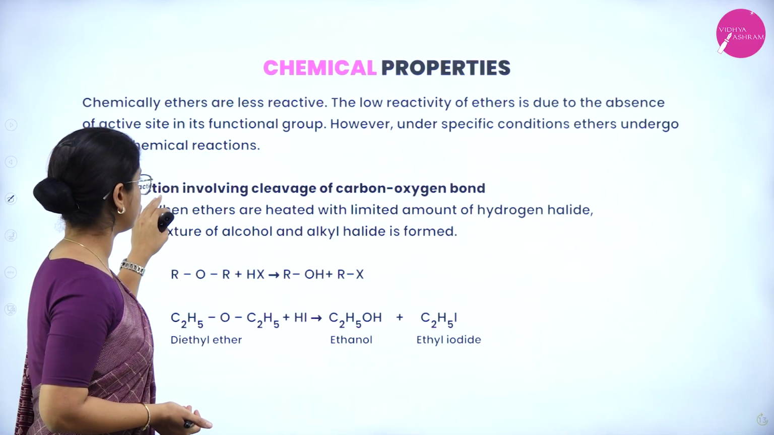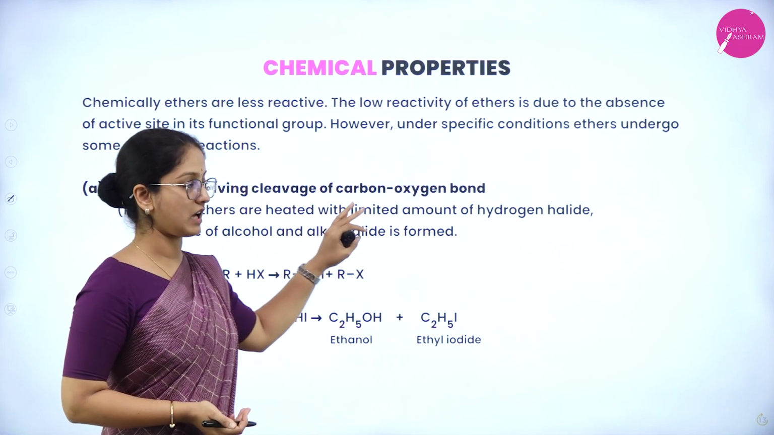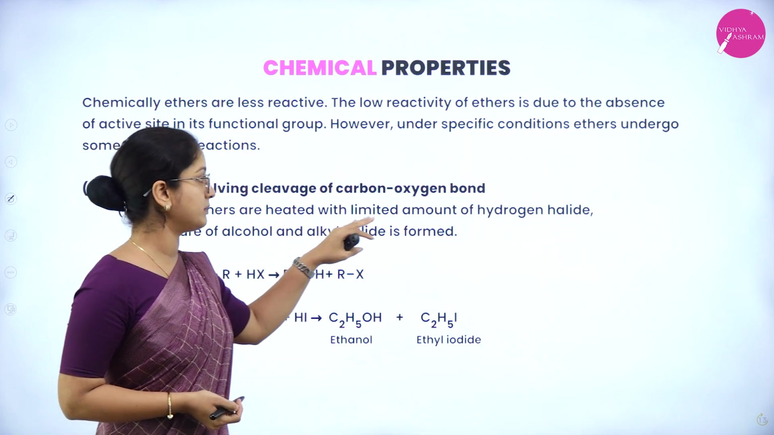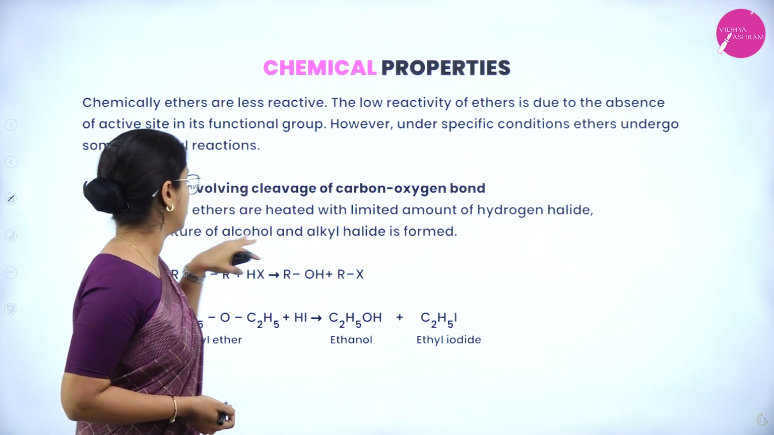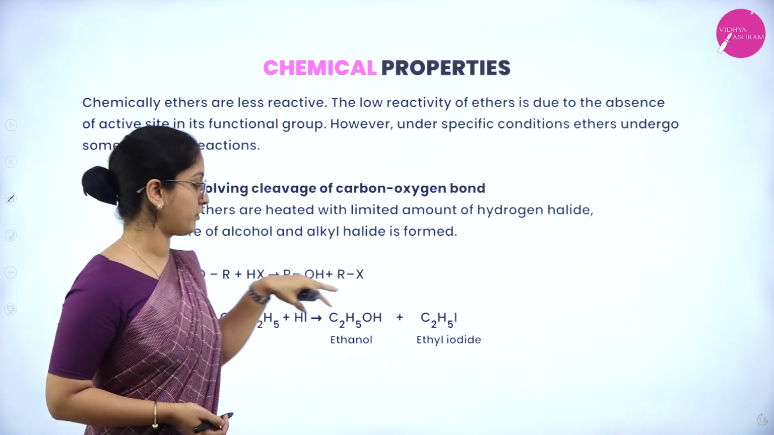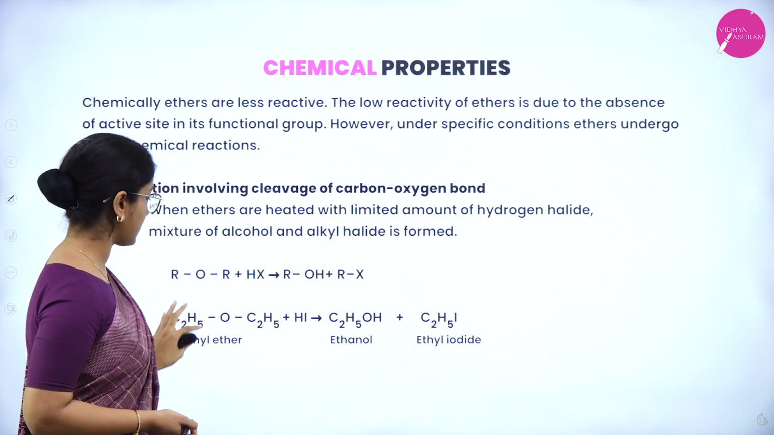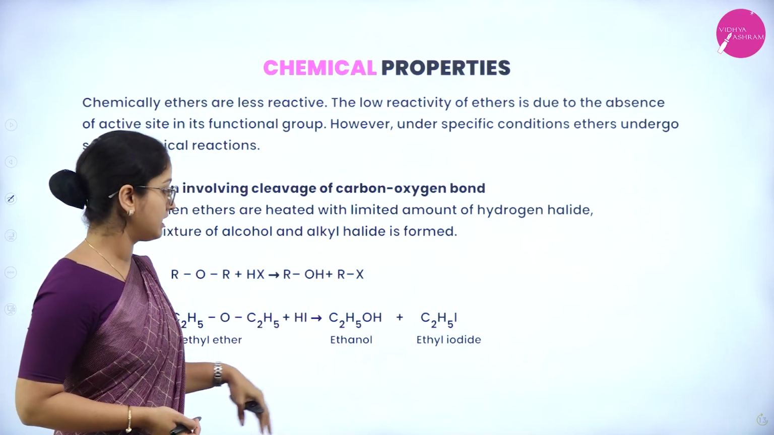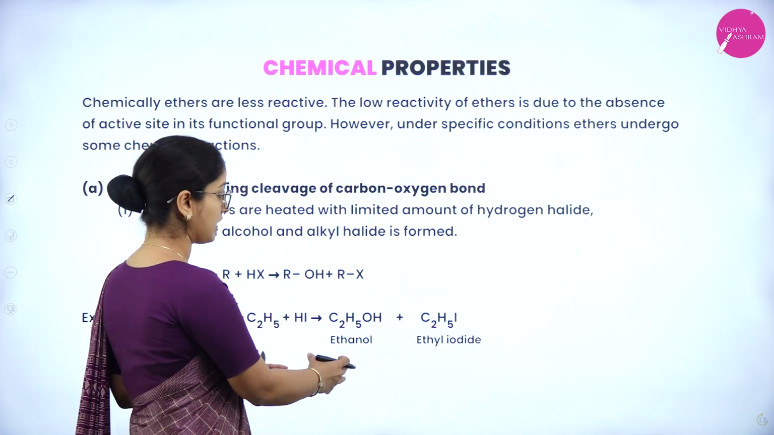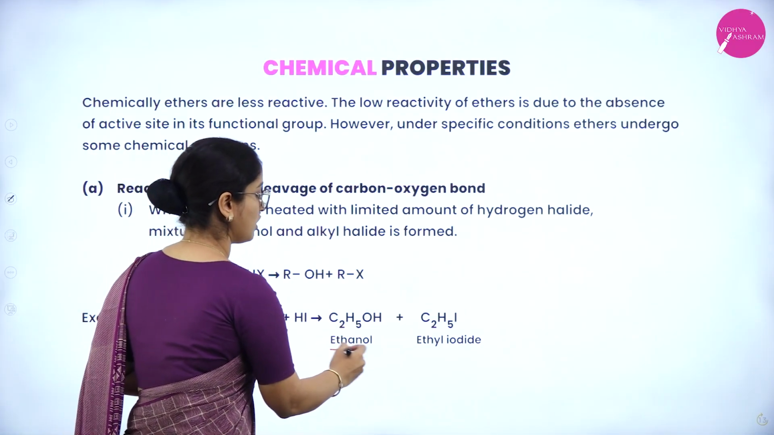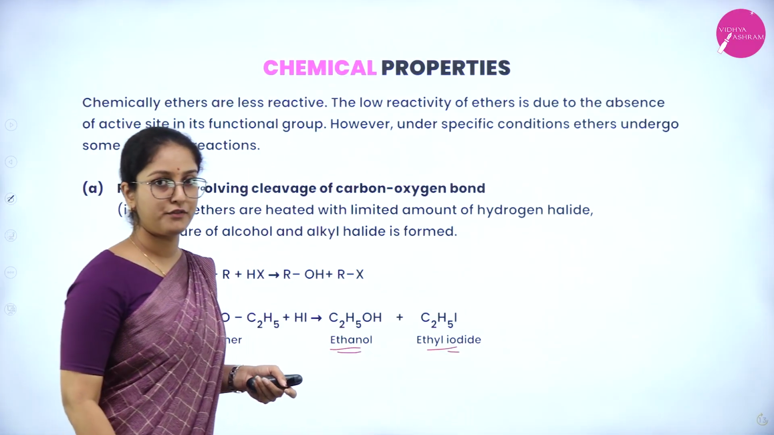Here it involves reactions involving cleavage of the carbon-oxygen bond. When ethers are heated with a limited amount of hydrogen halide, a mixture of alcohol and alkyl halide is formed. Here is an example, diethyl ether. In the presence of hydrogen halide, it gives a mixture of alcohol along with alkyl halide. So here ethanol and ethyl iodide are formed.